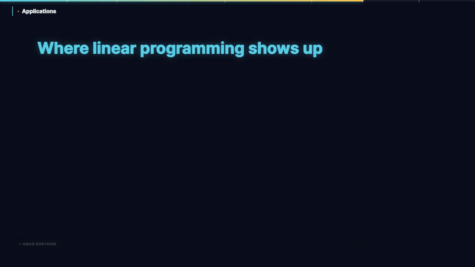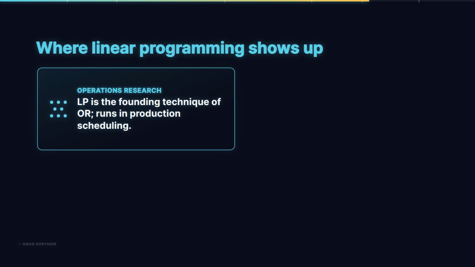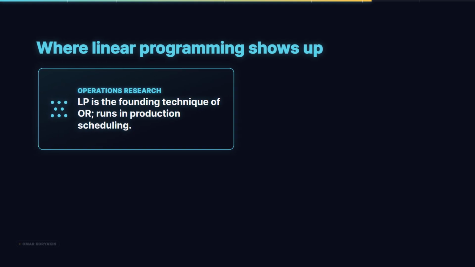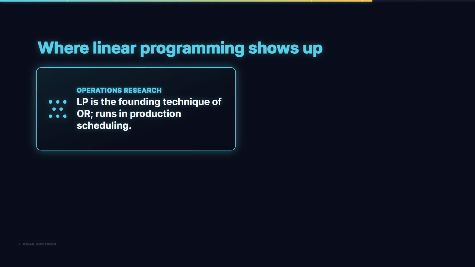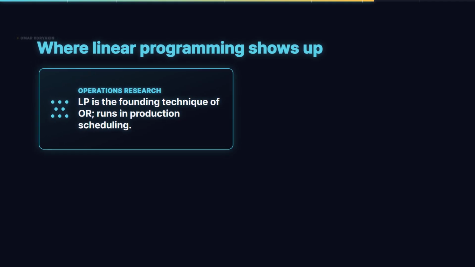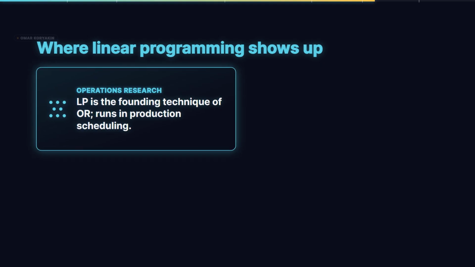Linear programming is one of the most widely used optimization techniques in applied math, with applications in operations research, supply chain management, finance, and many other fields. 4 broad sectors below. In operations research, linear programming is the founding technique invented in the 1940s to solve resource allocation problems efficiently. Production scheduling, capacity planning, and workforce assignment all rely on linear programming continuously.